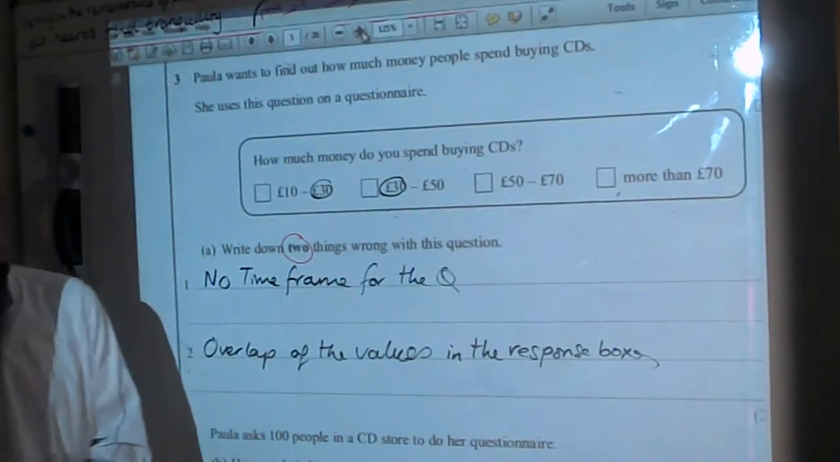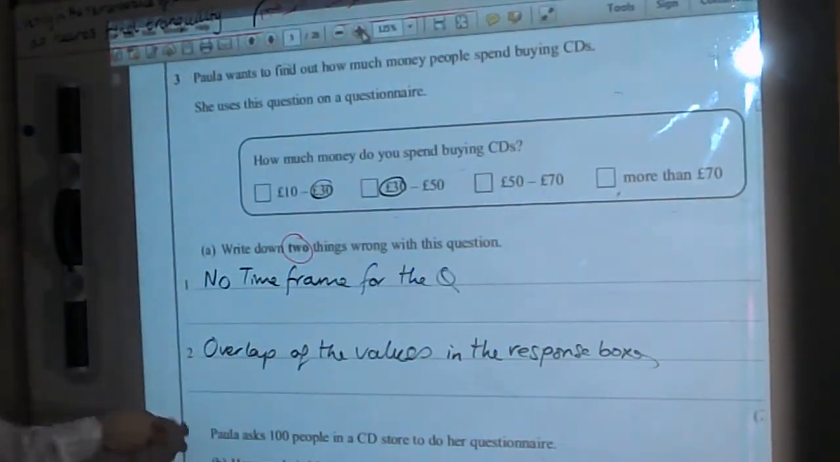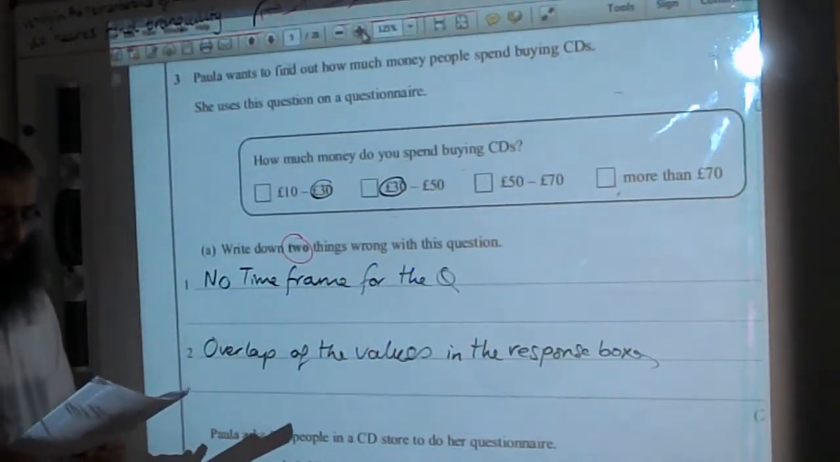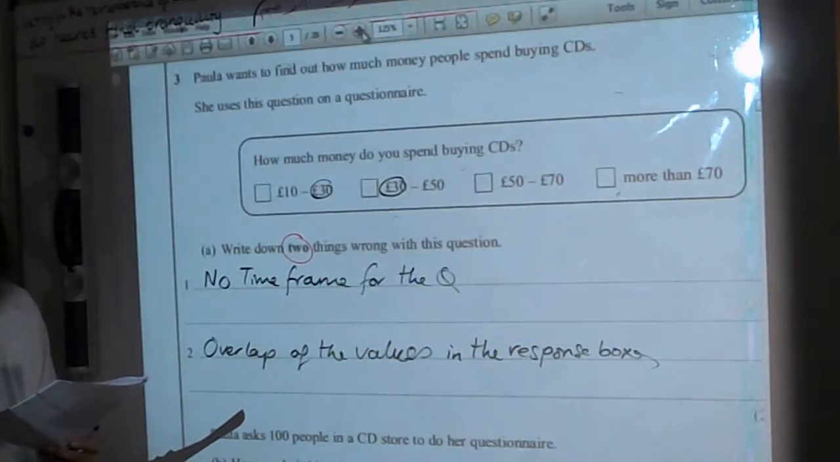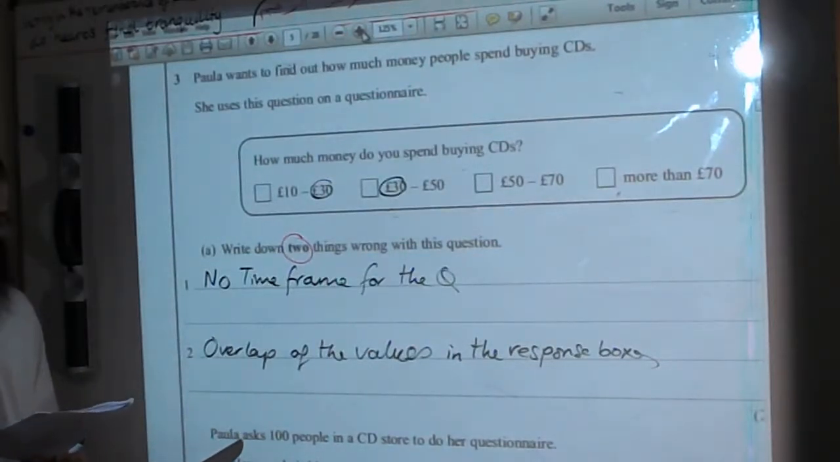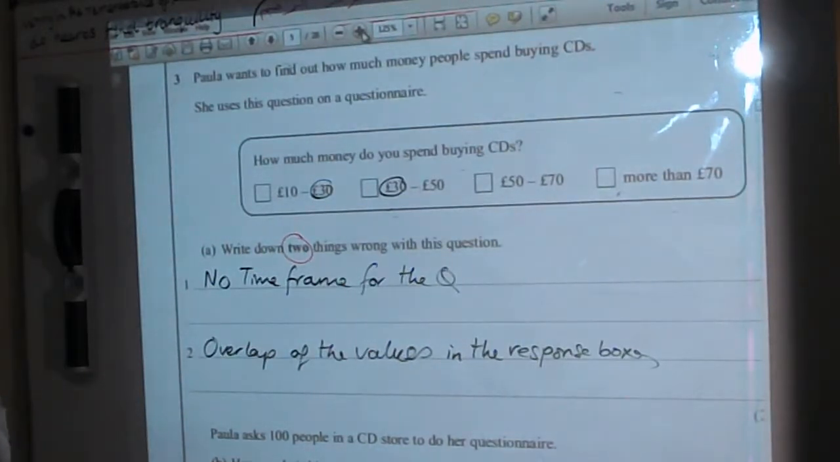Okay, next part of the question, which is over here. Paula asked 100 people in a CD store to do her questionnaire. So she's trying to find out about people's spending habits on CDs. Part B says her sample is biased, explain why. So why should she not ask everybody in a CD store?